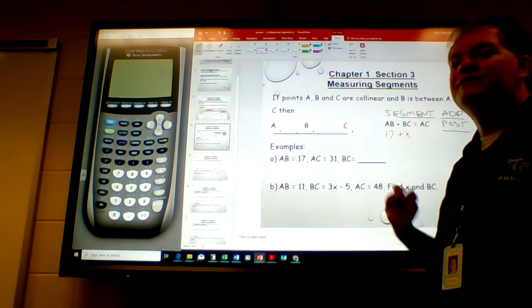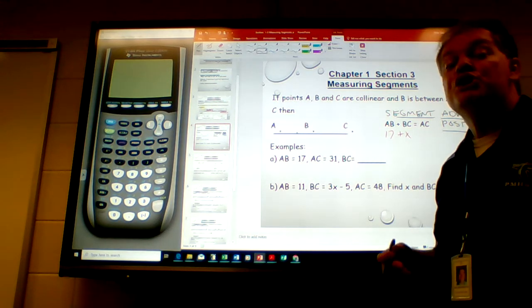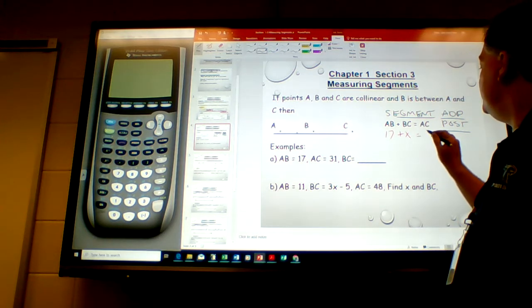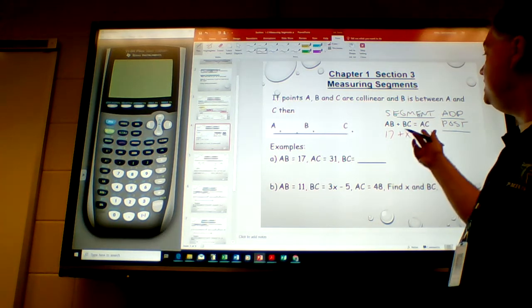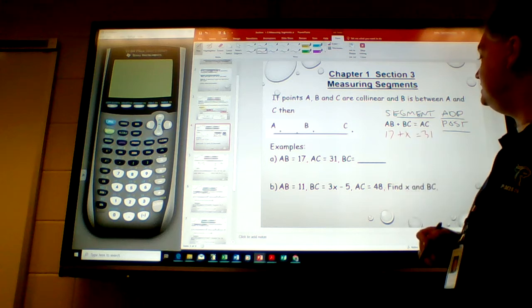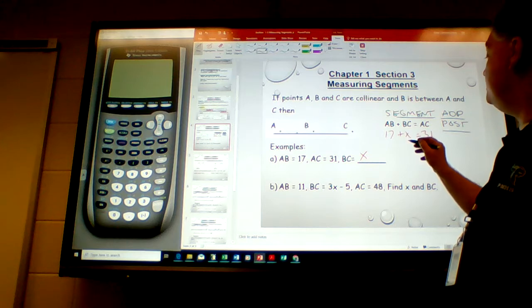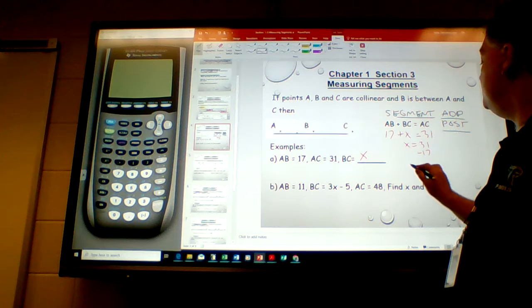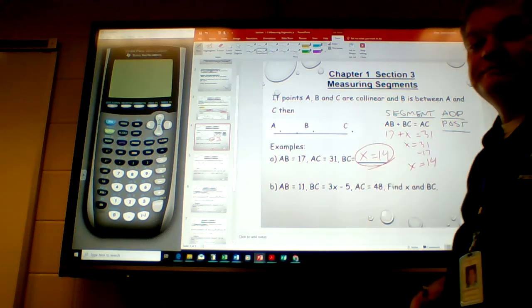Anytime you have an unknown, you can assign it any variable you want. Let me say that again. Anytime you have an unknown, you can assign it any variable you want. I'm going to call it x. And then AC has a length of 31. And I just plug in all the information. I'm looking for BC. We called it X, and we just subtract. So X equals 31 minus 17, which you know X equals 14. So X is 14. All right.